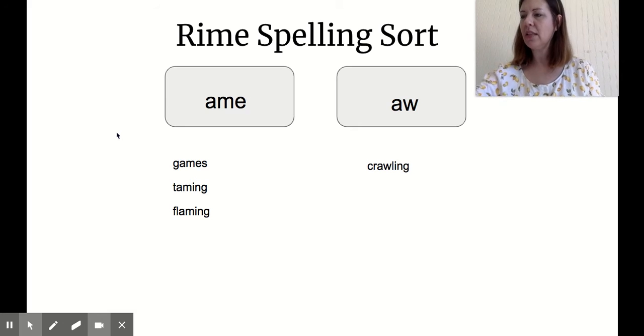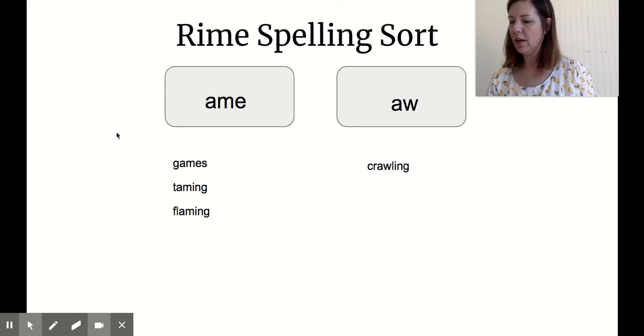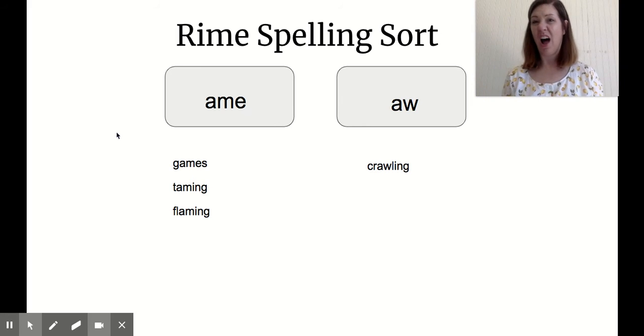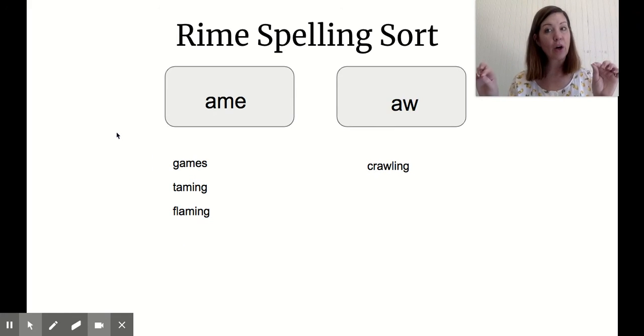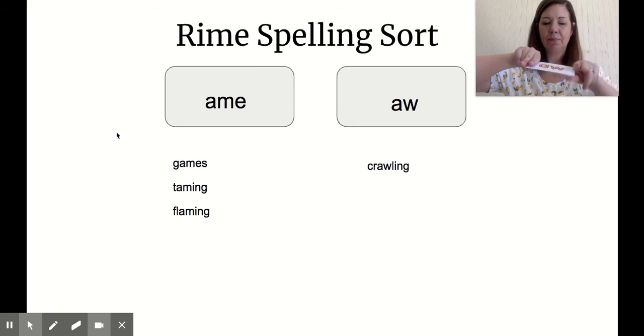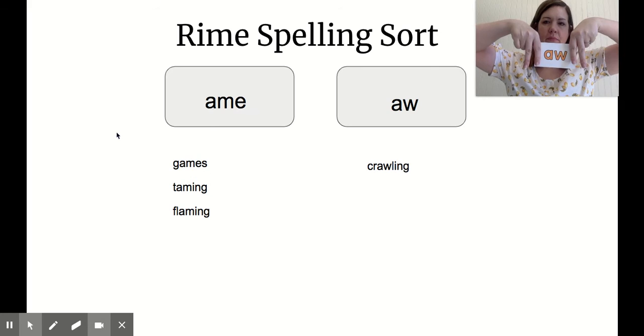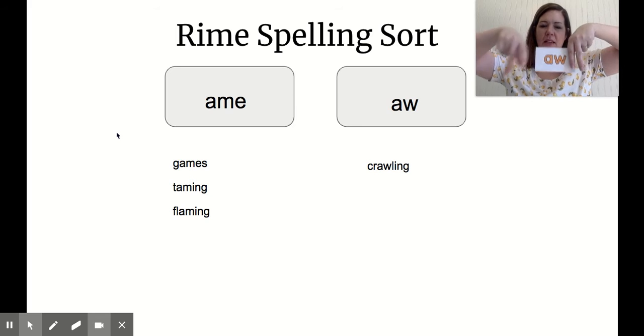All right, let's write the word flawed. Like if something's not perfect, it's flawed. So if the apple has a bunch of bruises on it, it might be flawed. So it's the aw chunk. First part, magic rhyme, and the ending, and check it.